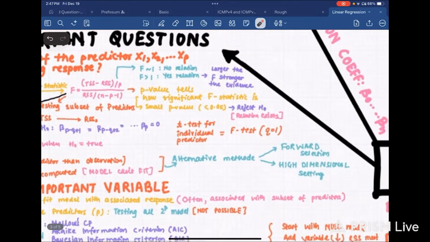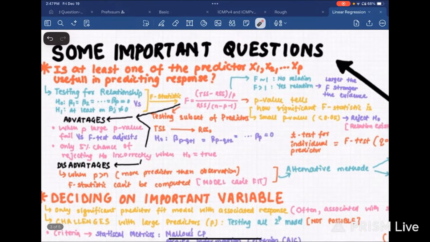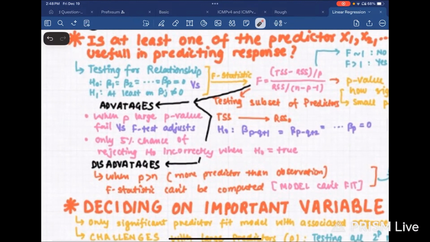Some important questions we should know about: is at least one of the predictors x1, x2, ..., xp useful in predicting the response? Like we have taken many predictors, is there at least one from this bunch of predictors which is actually useful in predicting the response? How should we know that? We can use hypothesis testing here, testing for a relationship.